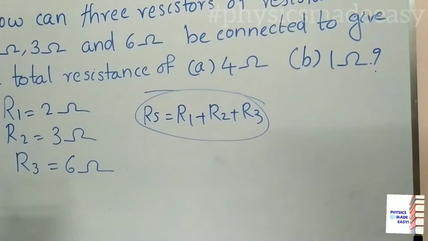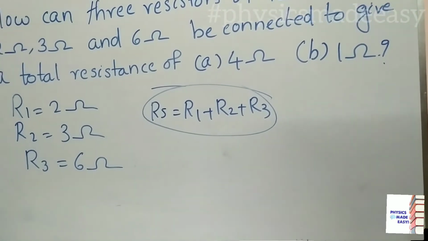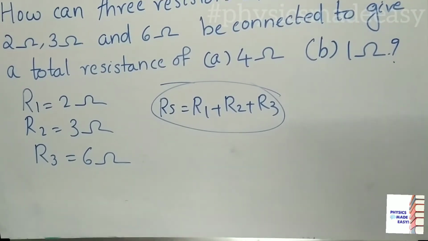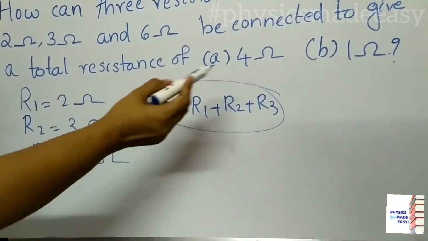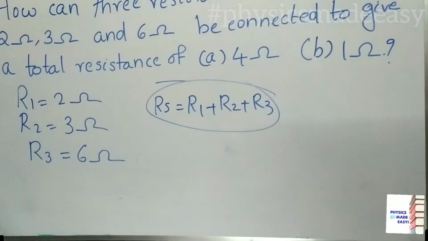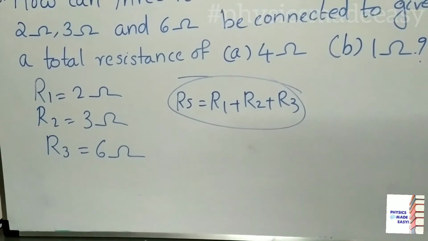Then next we can think, if these three are connected in parallel, can we get this? There is a chance here. 1 ohm is given there, that is less than this 2 ohm. So we can do that here.